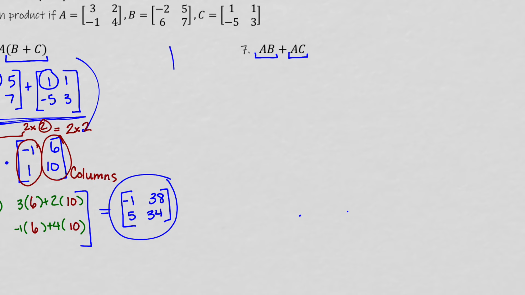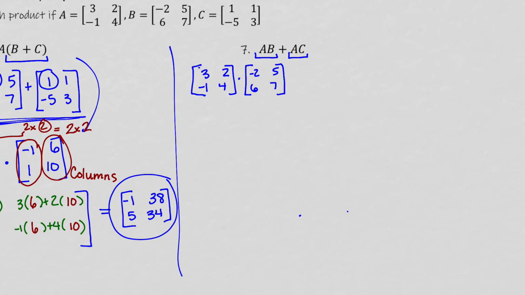So I have matrix A, separate that out. 3, 2, negative 1, 4, times matrix B, negative 2, 5, 6, 7. Then it's plus matrix A, 3, 2, negative 1, 4, times matrix C, 1, 1, negative 5, 3.